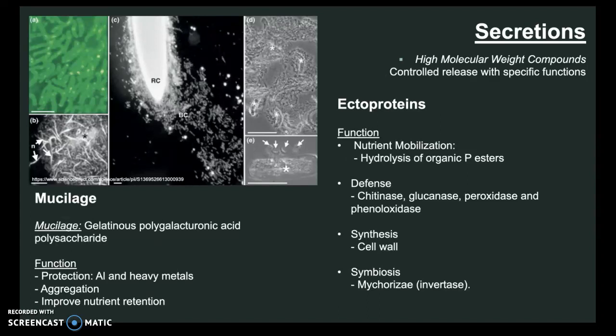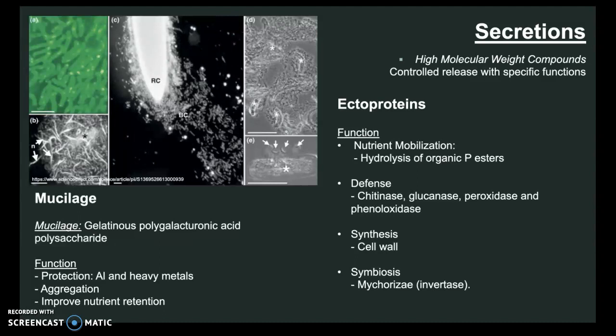This product improves nutrient retention, especially for phosphorus and micronutrients, by adhering soil particles to the root surface, increasing the proximity and ability to uptake. Mucilage has also been associated with assisting in the desorption of nutrients from clay particles. The secretion of ectoproteins can also aid in nutrient mobilization.